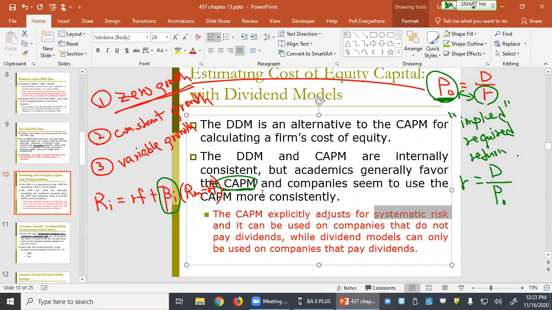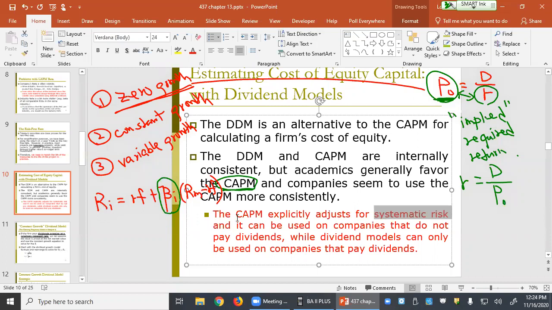And there are very few models out there that actually explicitly take one risk measure and plug that into the equation in the calculation. Okay, but CAPM does that. Okay, it explicitly adjusts for systematic risk. So based on this equation, we can see that the higher beta means higher risk. It will give us higher required return on the left-hand side. Higher beta, all else being equal, will give us higher R on the left.